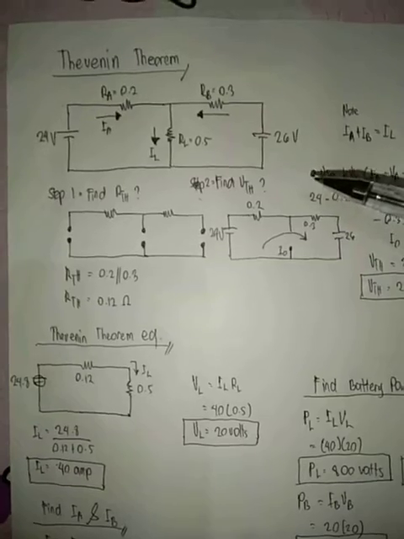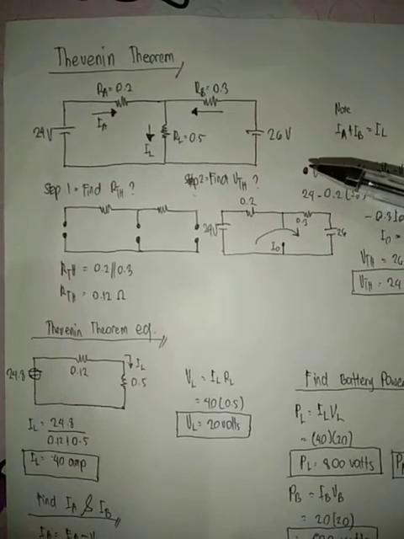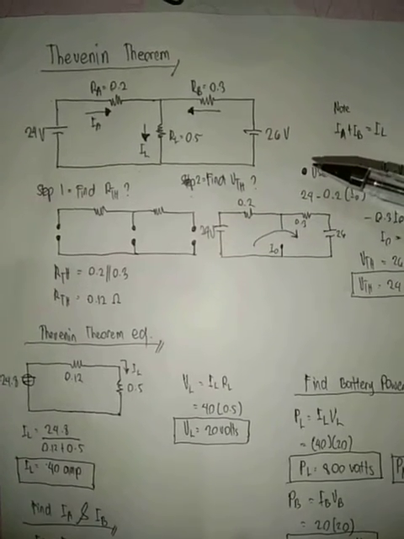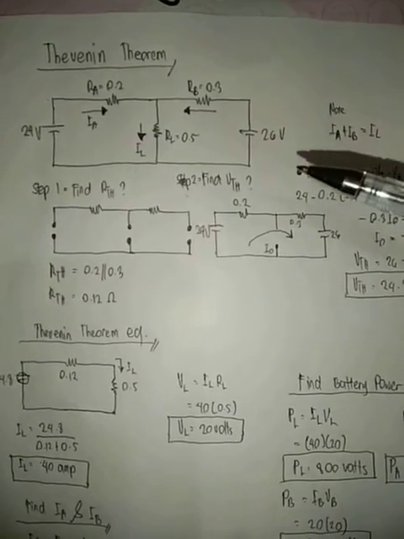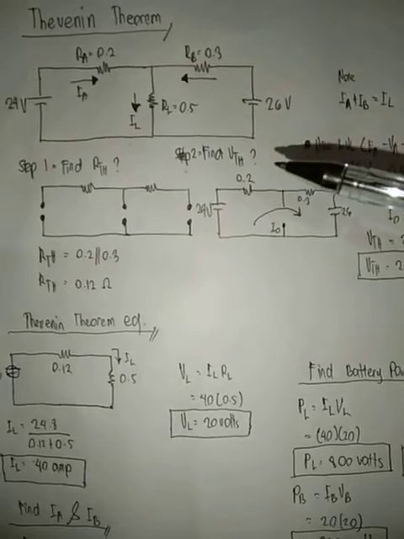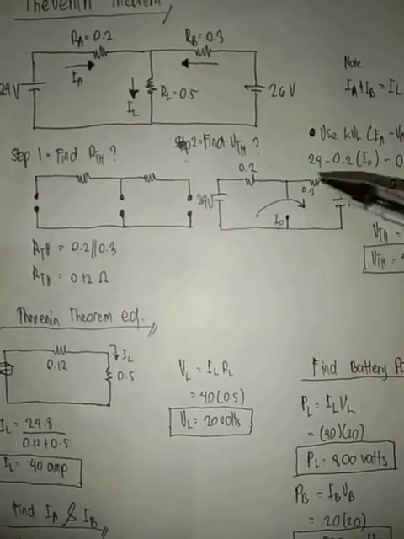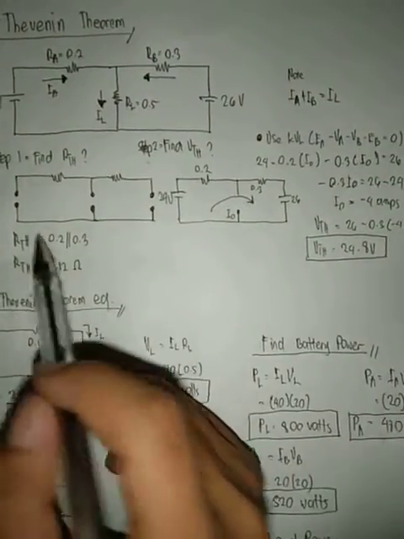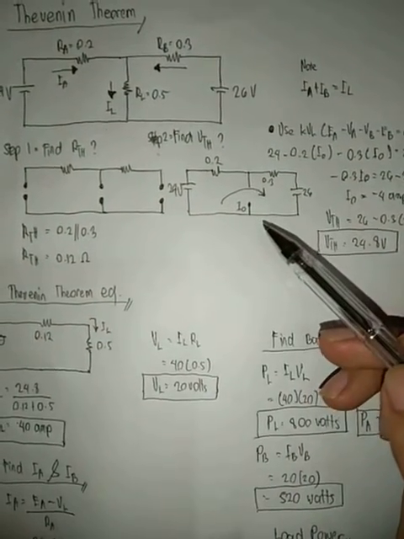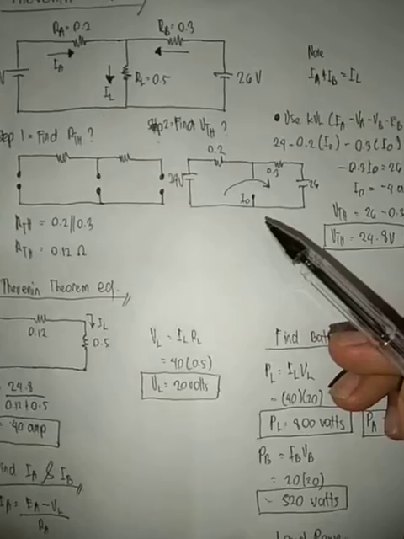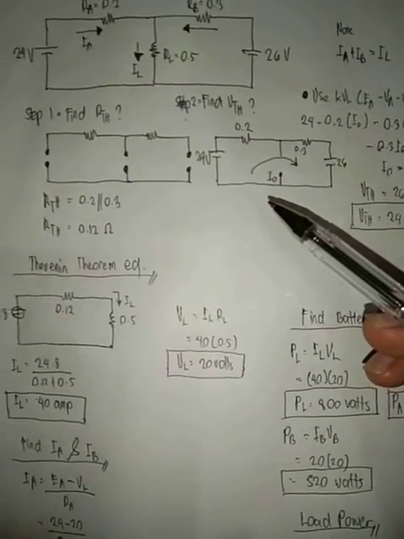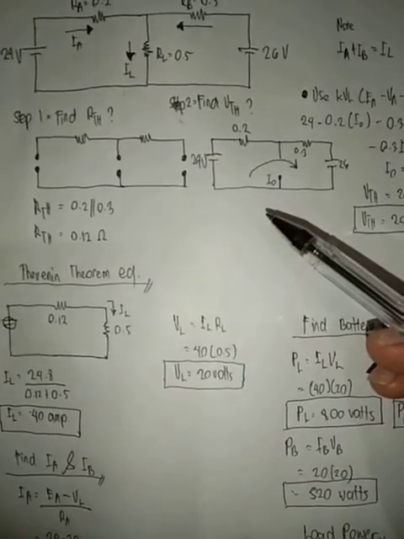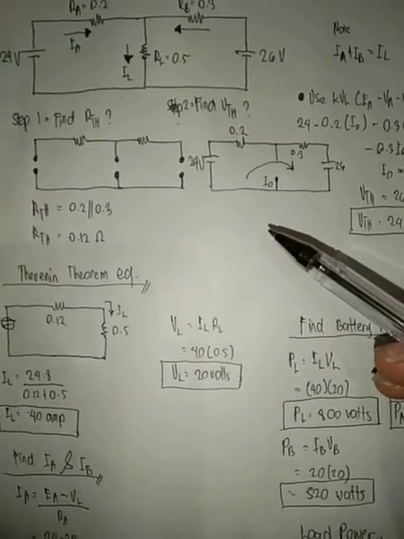Step 1, find the RTH, the Thevenin resistance. Draw a diagram like this. Then RTH equals 0.2 in parallel with 0.3, so the answer is 0.12 ohm.